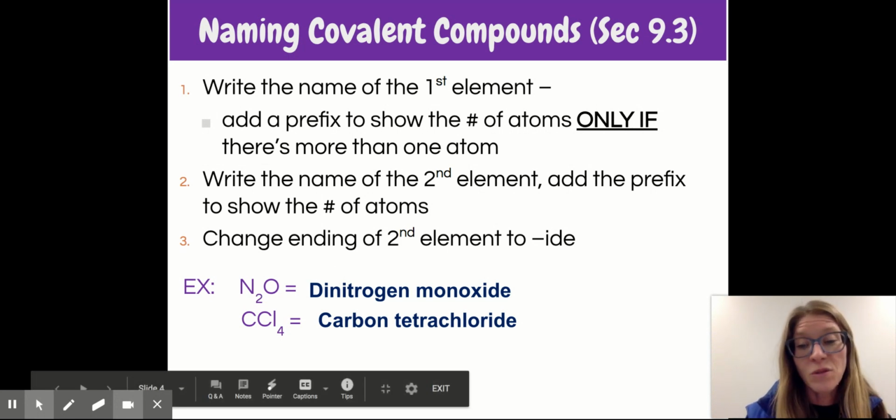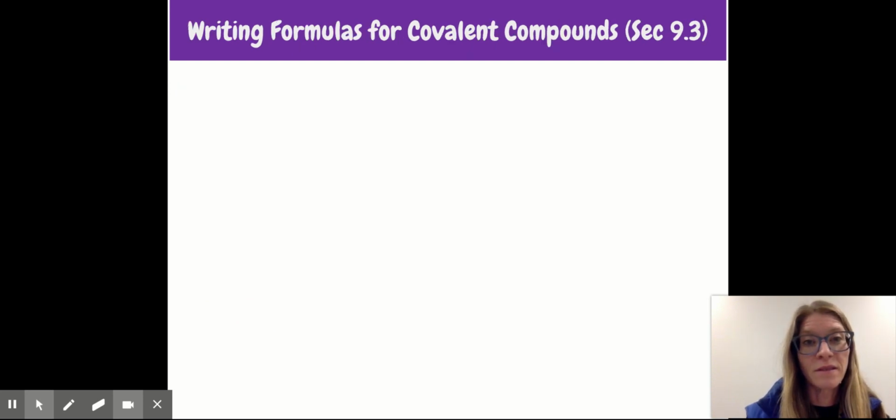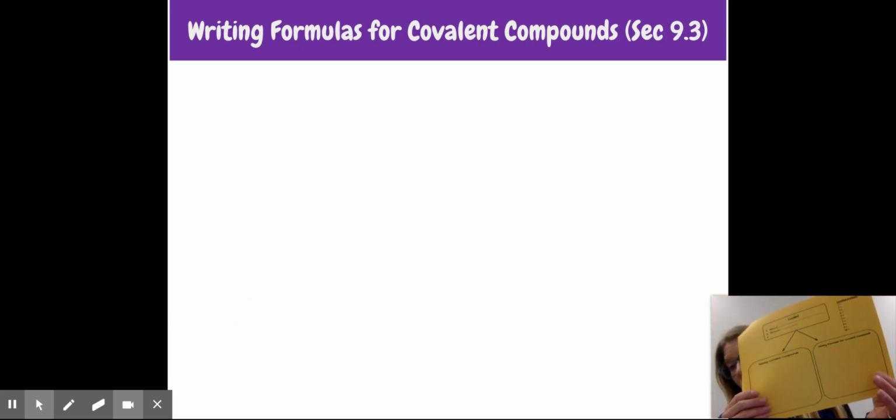So those are the only rules for naming covalent compounds. There's no subcategories. It's just one set of rules. So these are a little simpler. All right, so next we're going to move on to writing formulas, which is on the right-hand side of your notes.